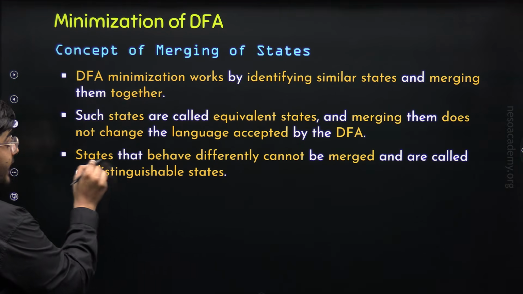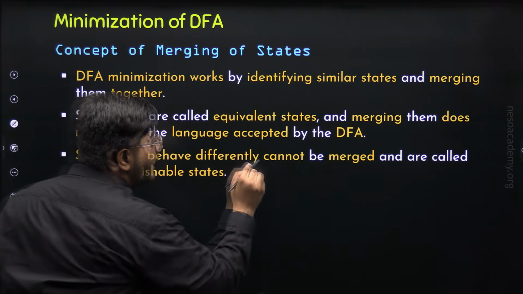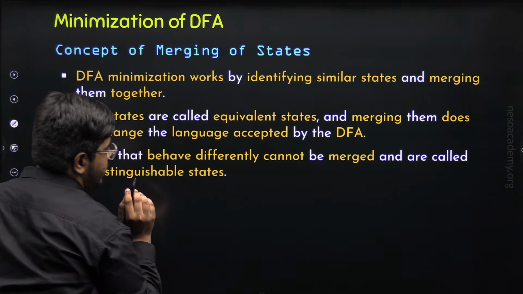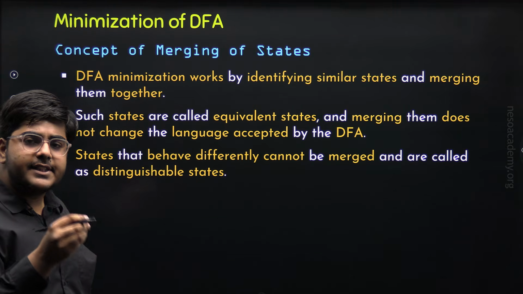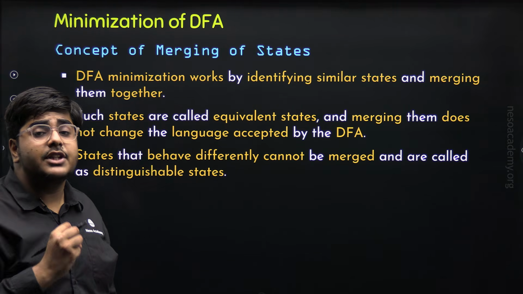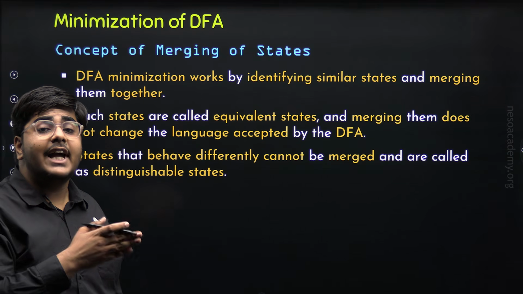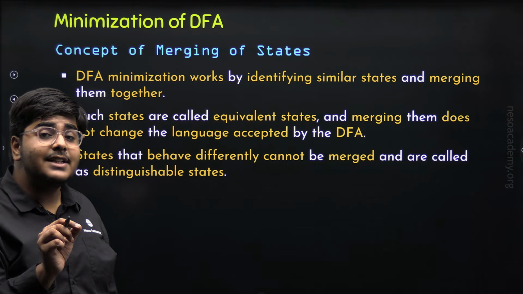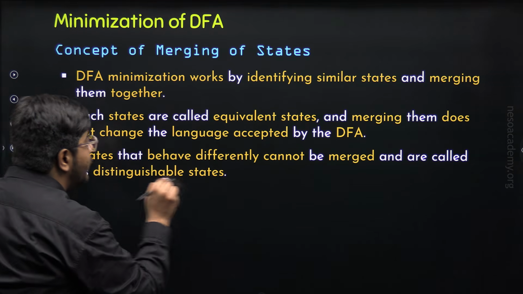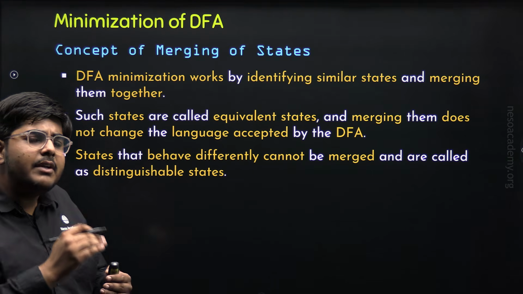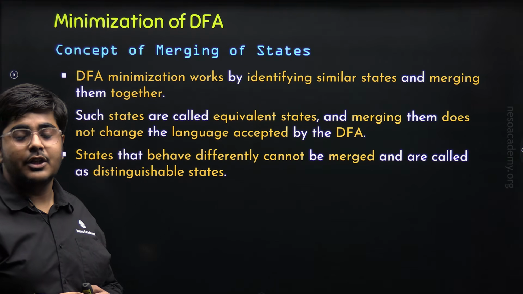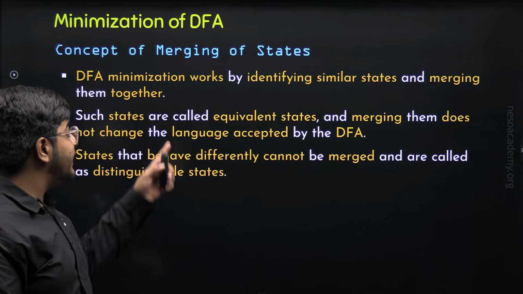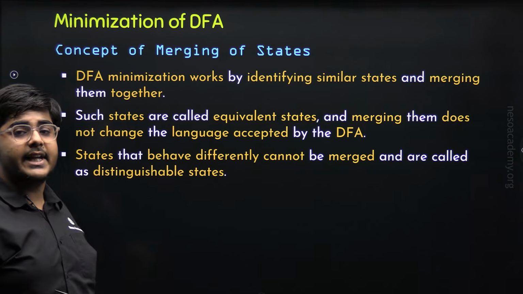But states that behave differently cannot be merged and are called distinguishable states. There are some states in the DFA that cannot be merged together because they have different behavior from each other. They are not similar states, and such states are called distinguishable states, and they cannot be merged together to form a single state. I hope the merging of the states as well as the concept of equivalent and distinguishable states is clear to you now.